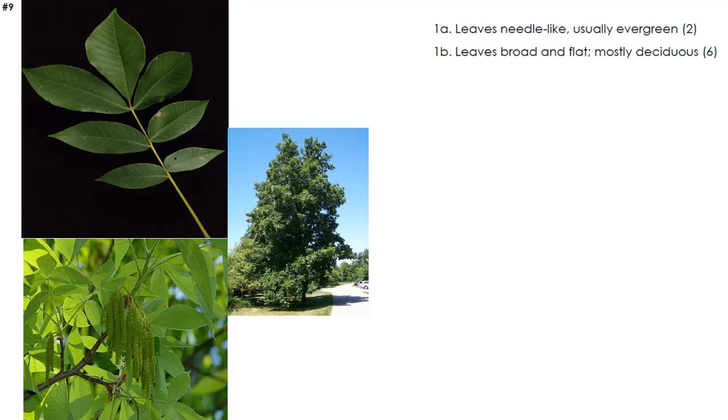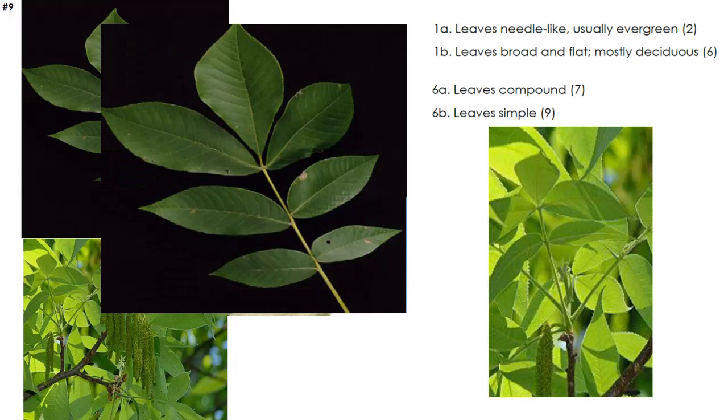Now we'll get to tree number 9. Leaves needle-like, usually evergreen, go to 2. Leaves broad and flat, mostly deciduous, go to 6. So we're going to 6. Leaves compound or leaves simple. So the reason why I did this particular tree is because this is in fact a compound leaf.